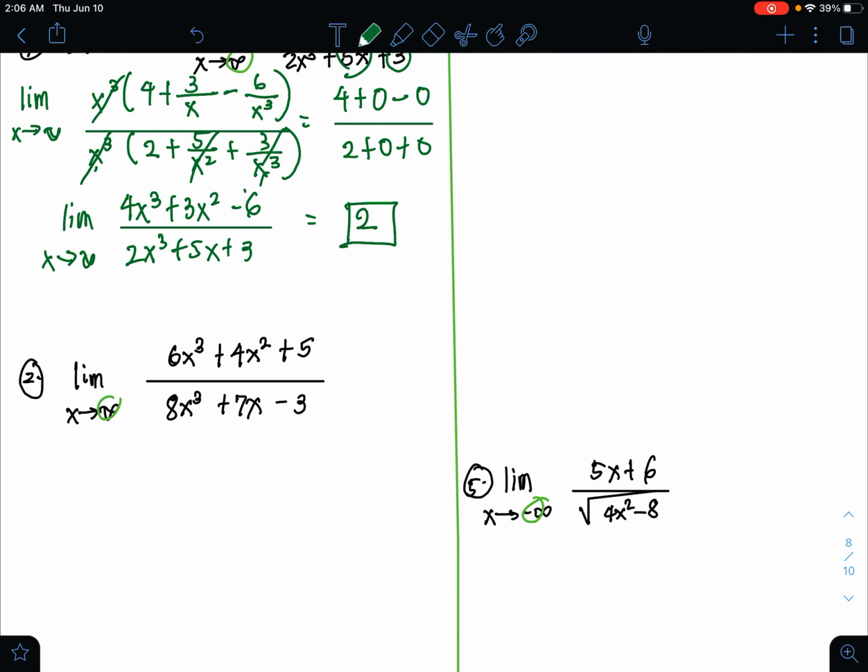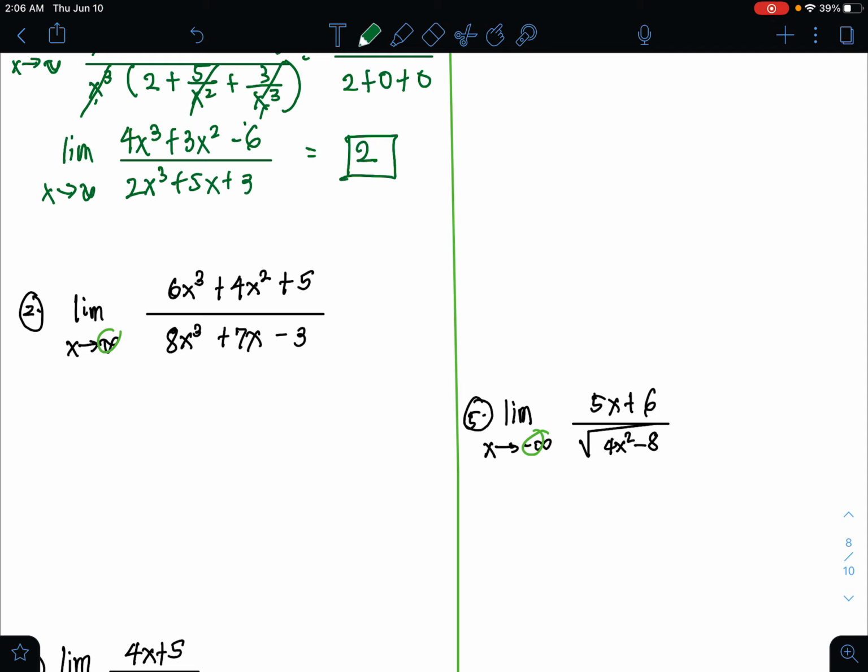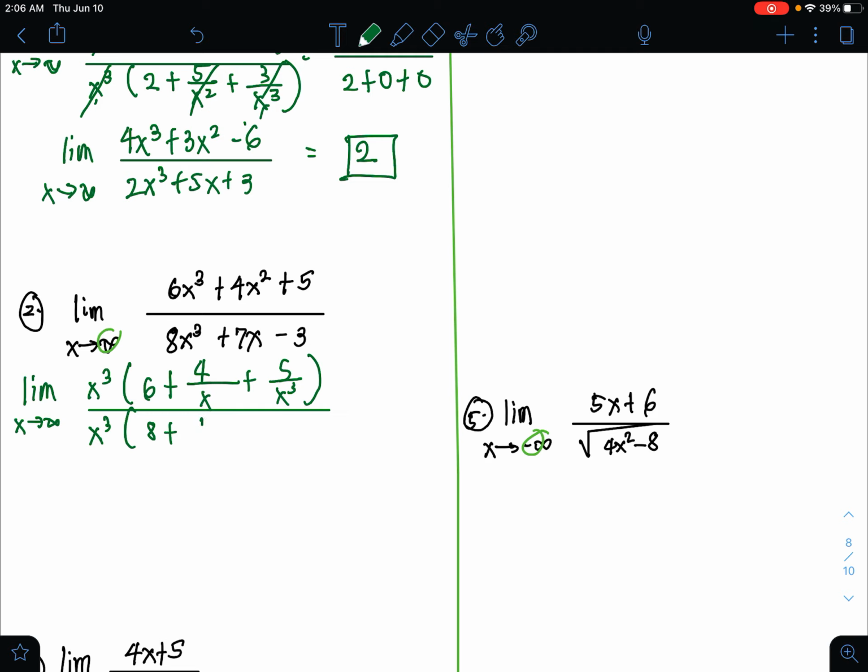Okay, let's go with number 2. Very easy, the same thing happens. First, x cubed times 6 plus 4x over x cubed plus 5 over x cubed. Right? Sorry, this is wrong. It should be 4 over x, so 4x cubed over x. Sorry, so that's right. Okay, all over x cubed times 8 plus 7 over x squared.